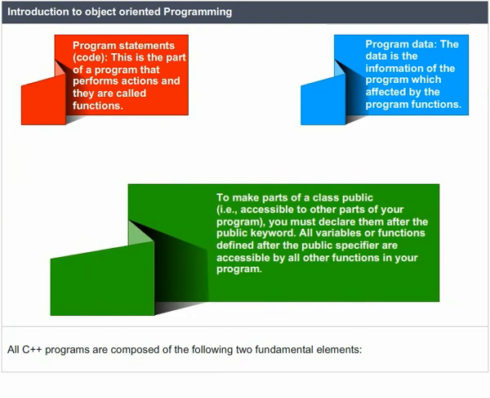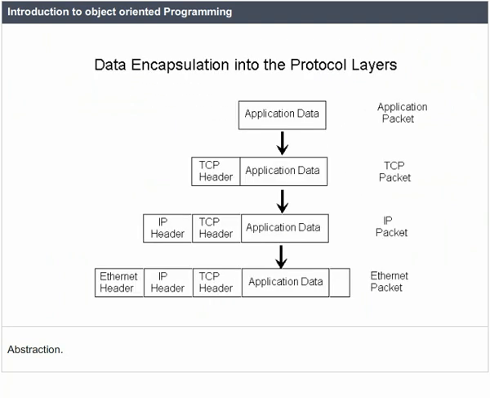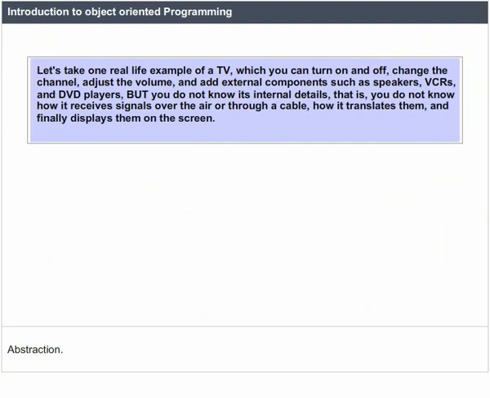To make parts of a class public, that is, accessible to other parts of your program, you must declare them after the public keyword. All variables or functions defined after the public specifier are accessible by all other functions in your program. Abstraction. Let's take one real-life example of a TV which you can turn on and off, change the channel, adjust the volume, and add external components such as speakers, VCRs, and DVD players.